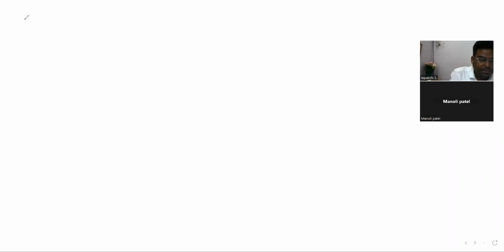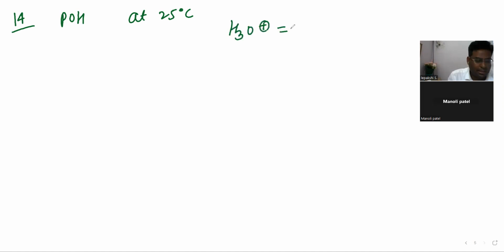Now see question number 14. Calculate the pOH of a solution at 25 degrees Celsius that contains hydronium ion, H3O plus, as 10 raised to minus 10 molarity, right? It was asked in 2007.